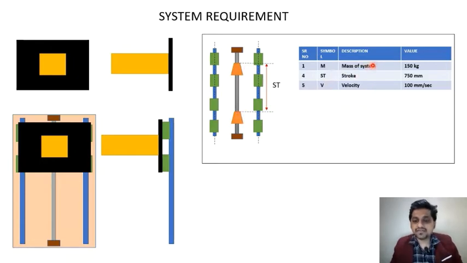The mass of our system is 150 kg, our stroke is 750 mm, and the speed which we require for the system is 100 mm per second. So with these inputs, let's see how we can select a THK ball screw.